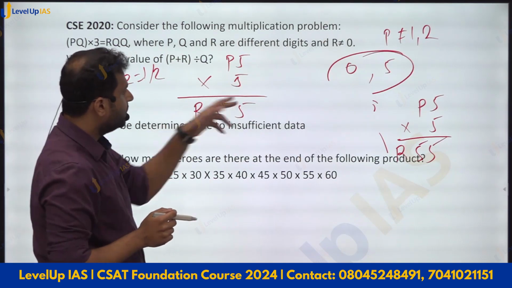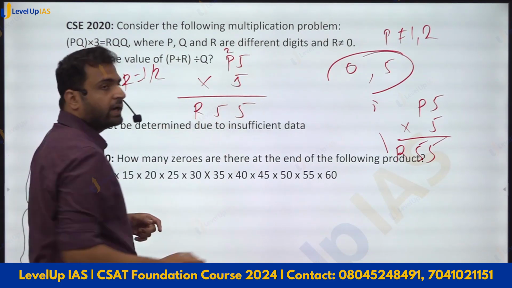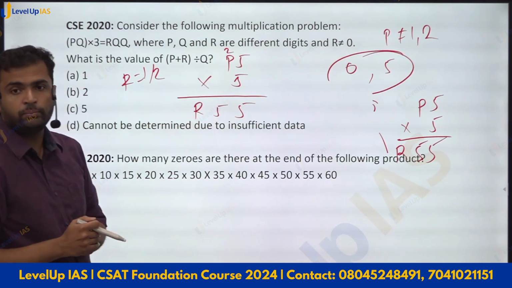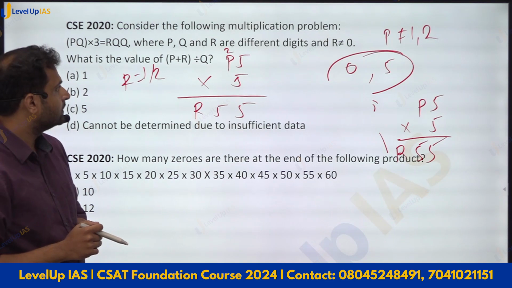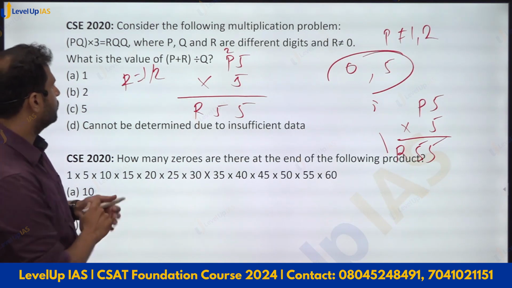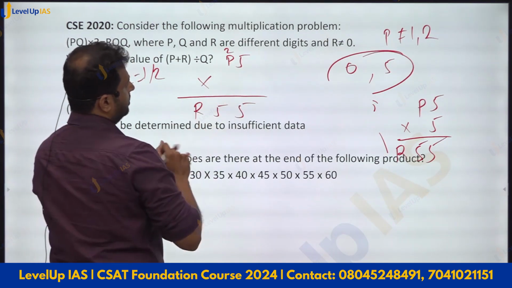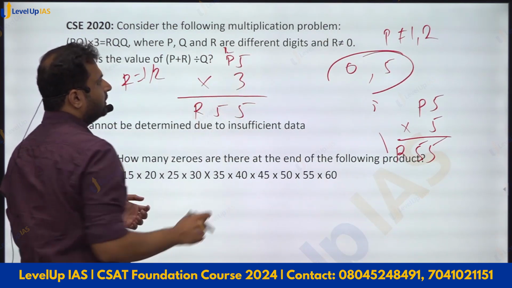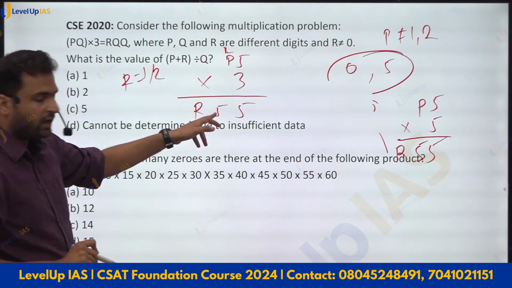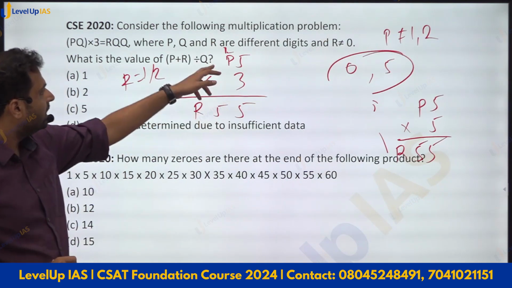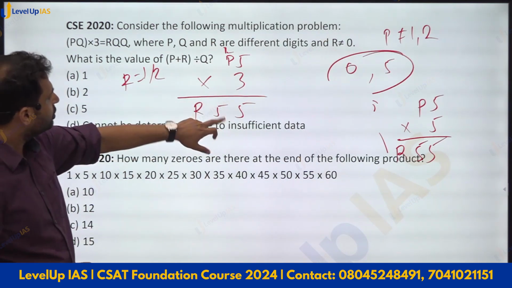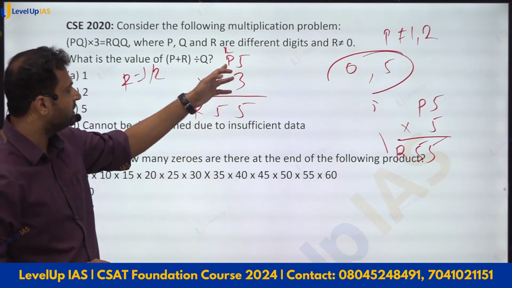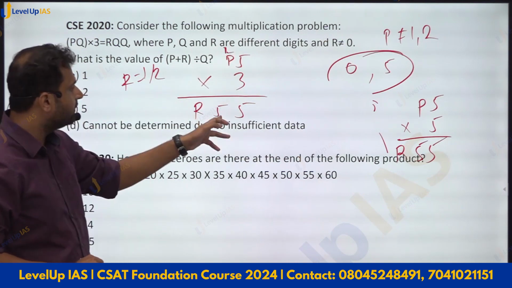So 5 into 5, 25. You get 2 carried forward. 5 into something plus 2. Sorry, this is 3. No. 3 into 5, 15. Carried forward is 1. 3 into P plus 1 has to give us 5 at the end. And so P into 3 has to give us 4 at the end, because that is only when we add 1, you will get 5 here.